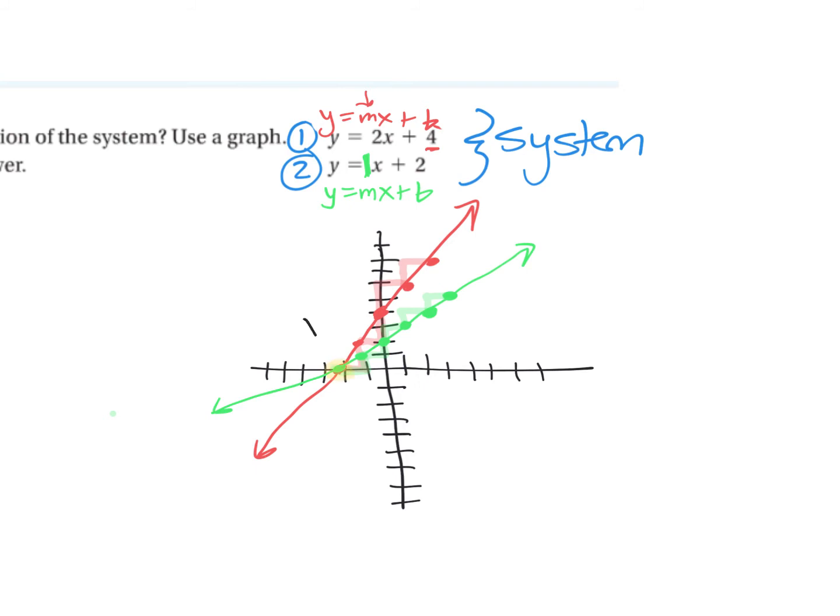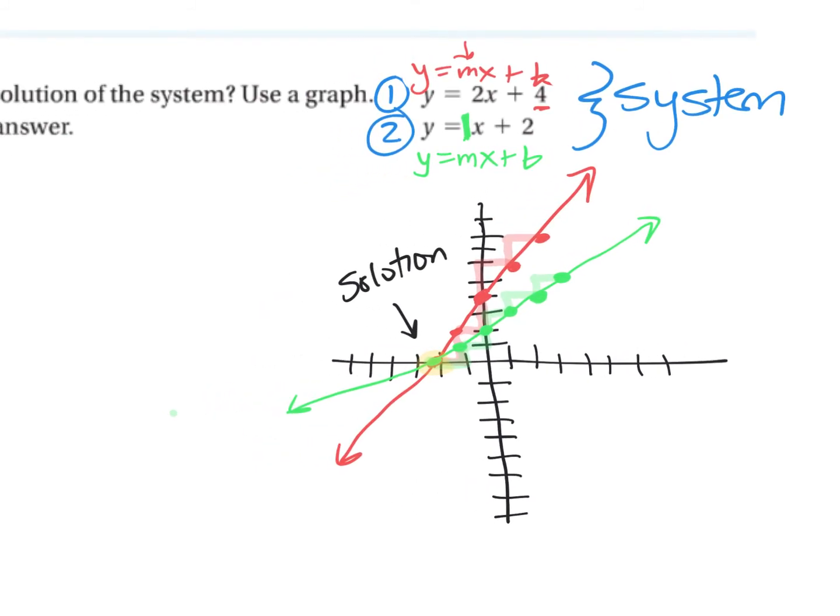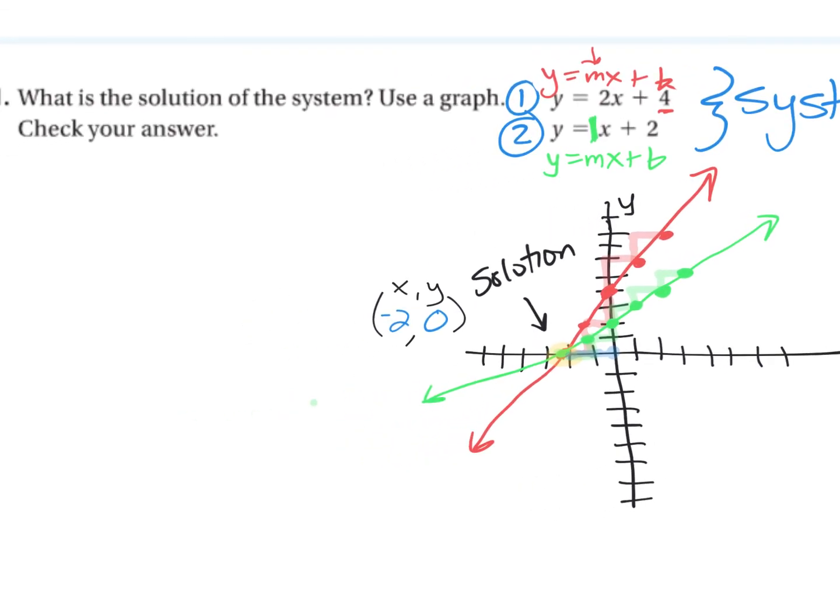But remember, guys, we're not going to just be like, oh, cool, there's the solution, we found it. No, we have to write that solution as an ordered pair. We've got to have x comma y. So I have to figure out where that is. Here's my x-axis, here's my y-axis. To get the coordinates of that ordered pair, I start at the origin, and I am moving 1, 2 to the left. Since I'm going 2 to the left, that's going to be a -2. My y value, I'm not going up or down any. I'm right there on the axis. So my y value is going to be 0. That's going to be my solution.